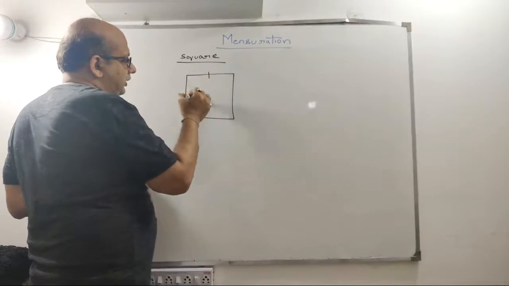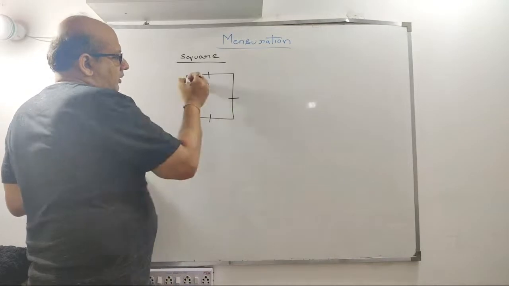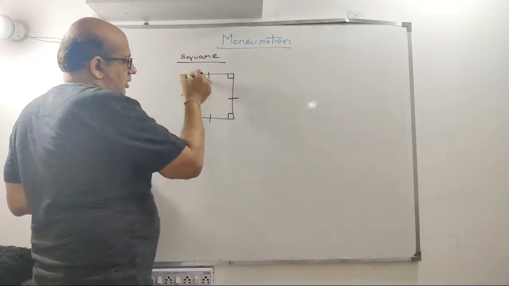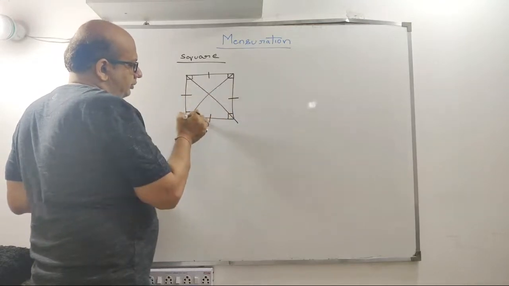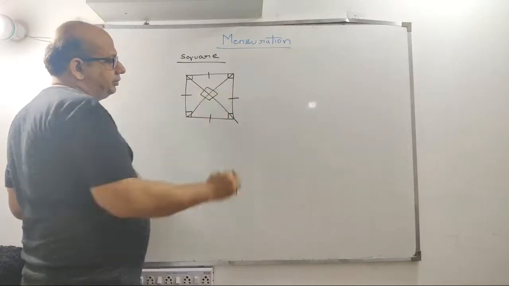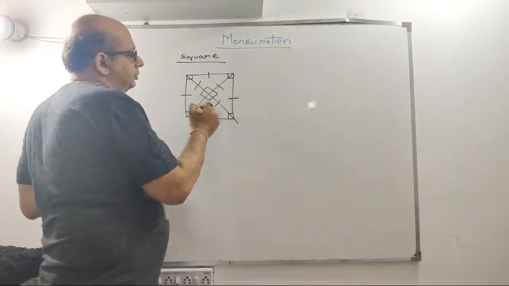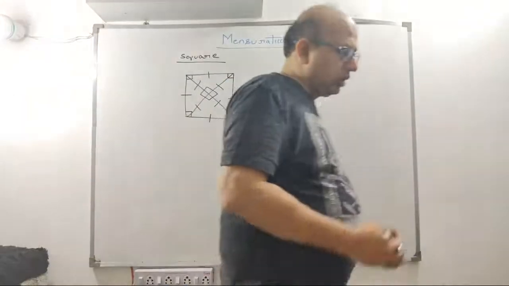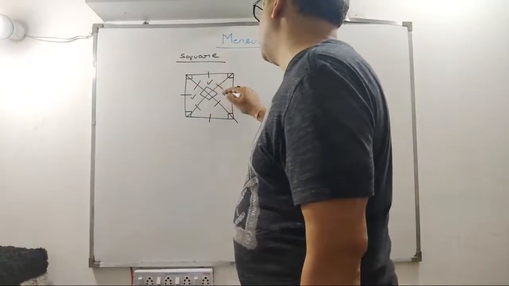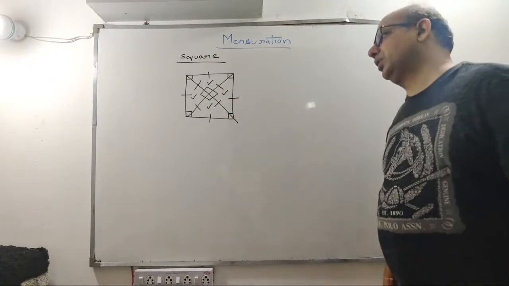All the four sides of the square are equal. Square has all the angles 90 degree. Both the diagonals are equal. Both the diagonals intersect at 90 degree. Both the diagonals bisect each other. All the four triangles so formed are congruent to each other.